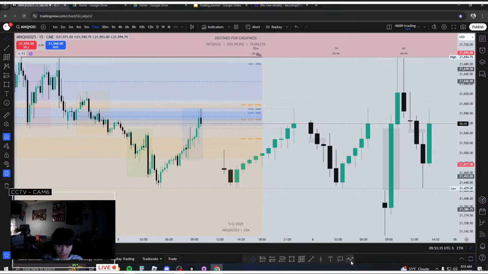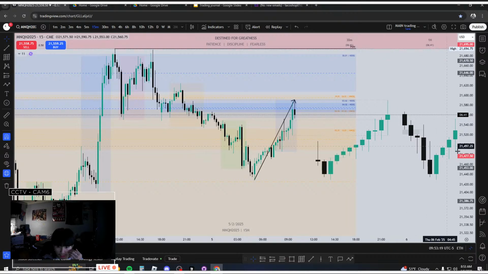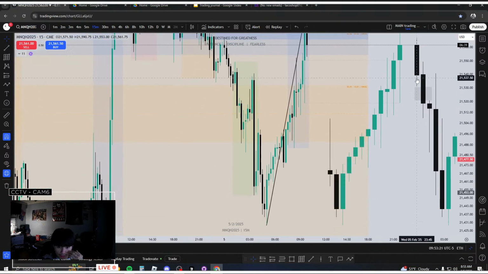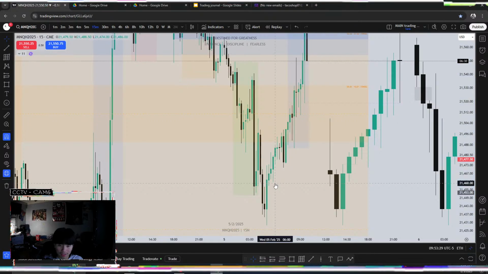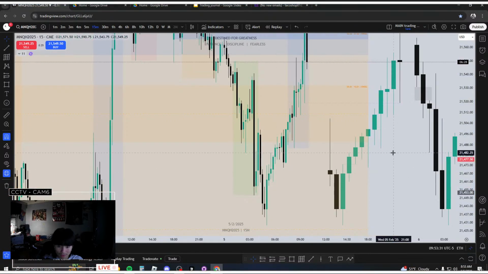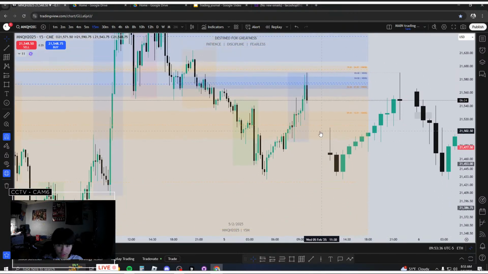Yeah, this entire leg up, let's see, can I even say, yeah, not a single fair value gap besides this one, I believe, on the 15-minute time frame. So not a lot of fair value gaps here, to be honest. Rather weak.